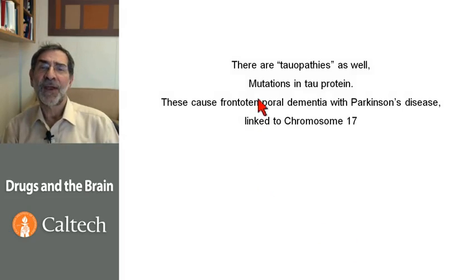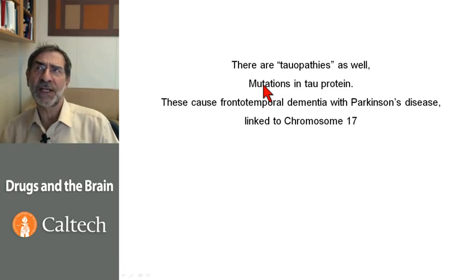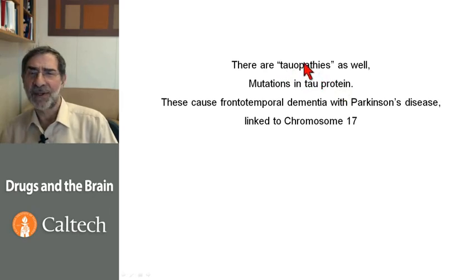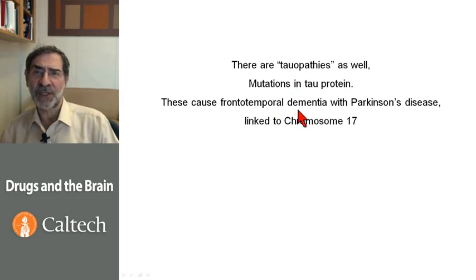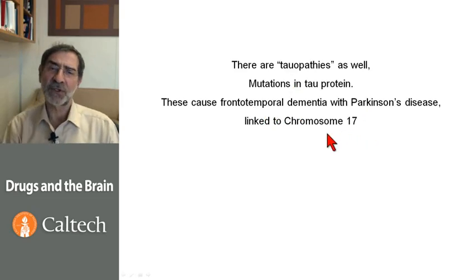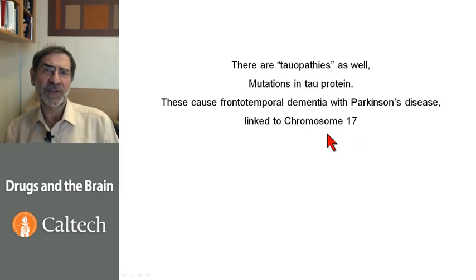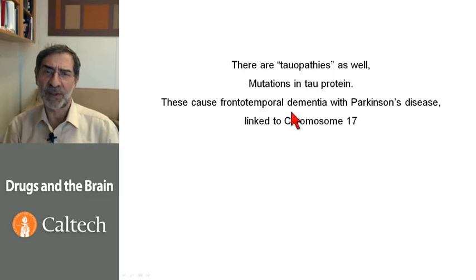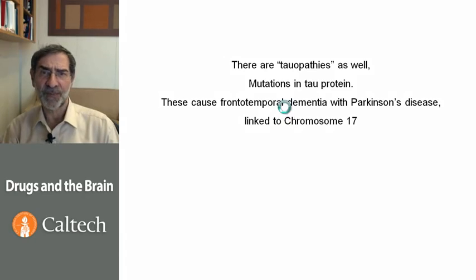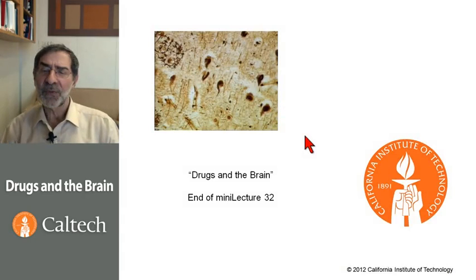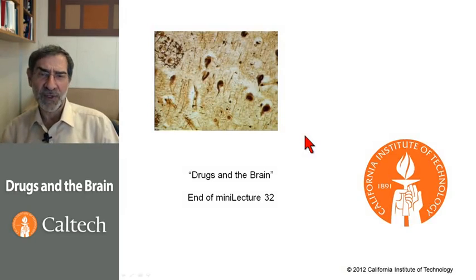In addition to mutations in presenilin and in APP, there are also mutations in Tau protein that cause dementia. They're called tauopathies, literally pathological features of Tau. And some of these cause frontotemporal dementia with Parkinson's disease linked to chromosome 17. So this gives you an indication that there are lots of different types of dementia. Alzheimer's is the most common, but frontotemporal dementia is another type. Next time, we will talk a little bit more about the causes of Alzheimer's disease, the pathophysiology.